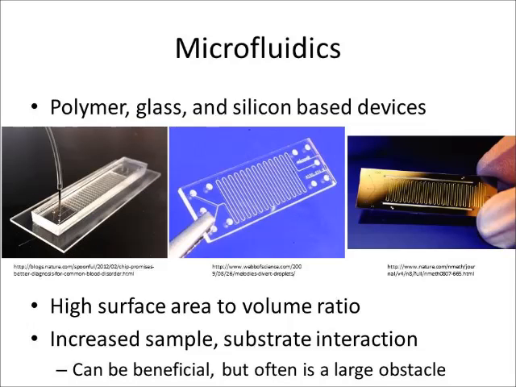Actual devices are fabricated from polymers such as PDMS or SU8, glass, and silicon. Microfluidic devices have a high surface area to volume ratio, leading to increased sample and substrate interaction. This can be made beneficial, but is often a very large obstacle to overcome.